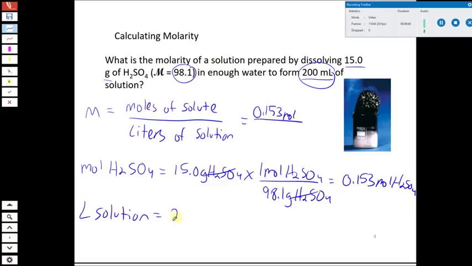So we have 200 milliliters. We want to convert to liters and have milliliters cancel out, and this is just using the prefix milli, which means 1/1000th, or 1 liter is 1,000 milliliters. All right, so we divide by 1,000 to go from milliliters to liters.